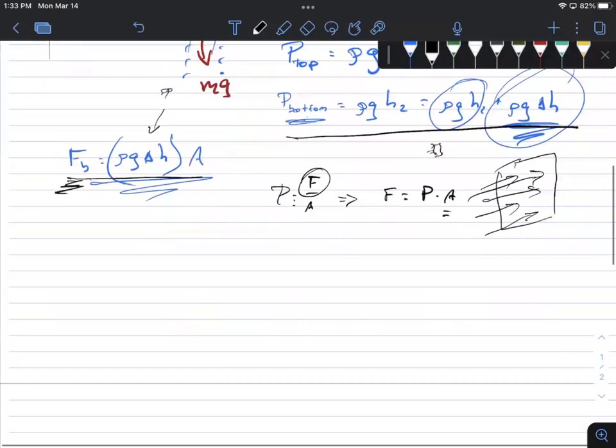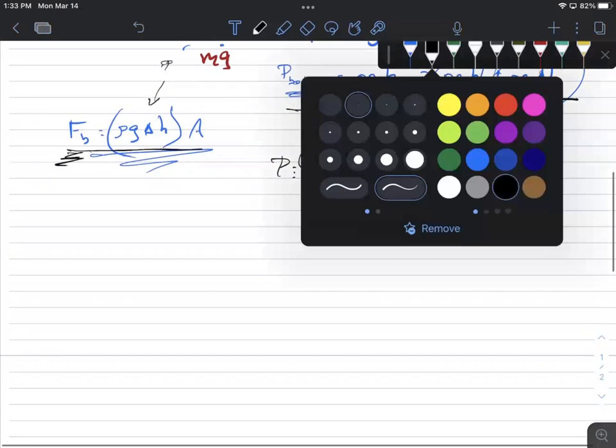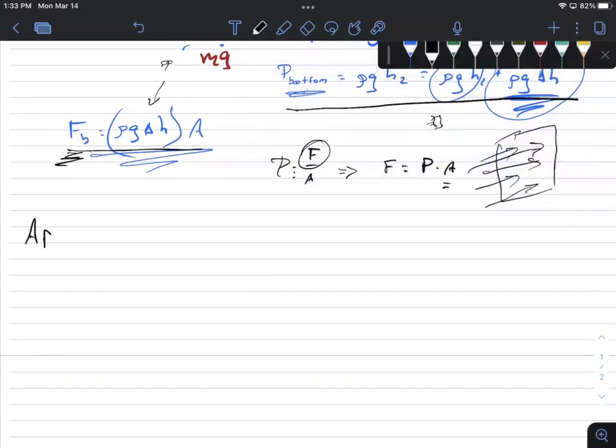And so this concept is what's called the apparent weight of an object. All this means is if you were to weigh an object that's in a fluid, it will weigh less, but you don't know that.